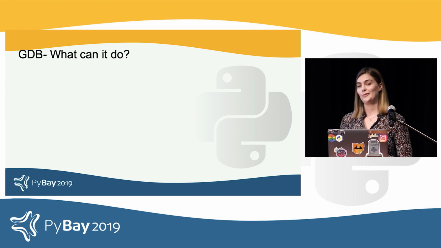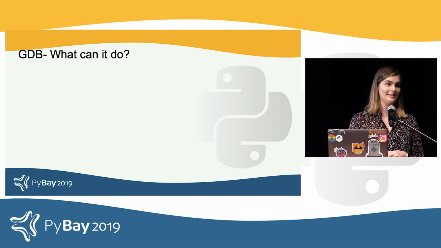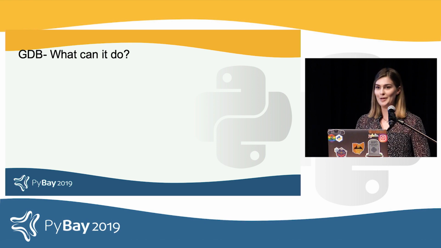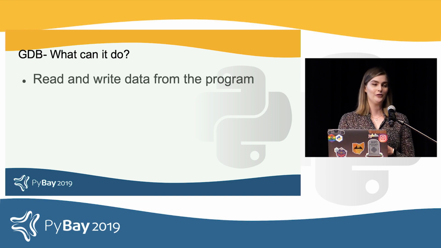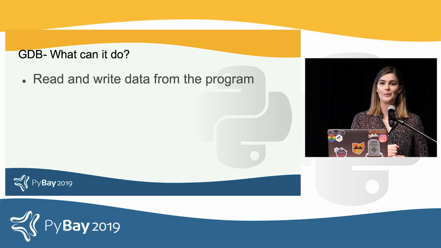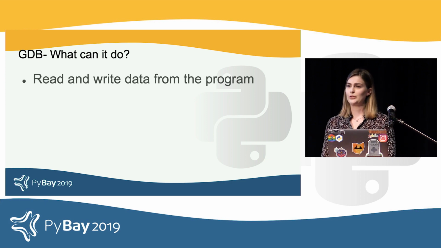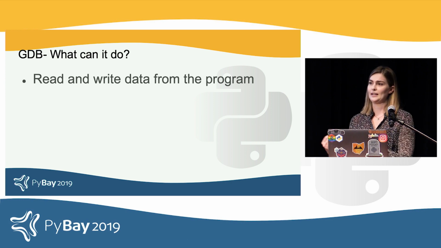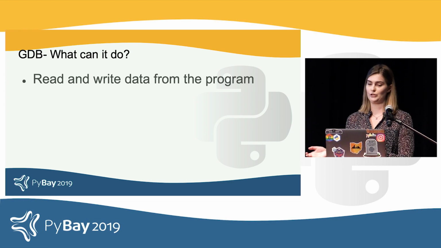What can it do? Well, if you go to the GDB docs, you will see a lot of things that it can do. To sum it up, though, in one sentence, we can read and write data from the program. So the program that we're attempting to debug, we can read data, we can see what variables are storing, and we can write data. We can send function calls, we can change what variables store.